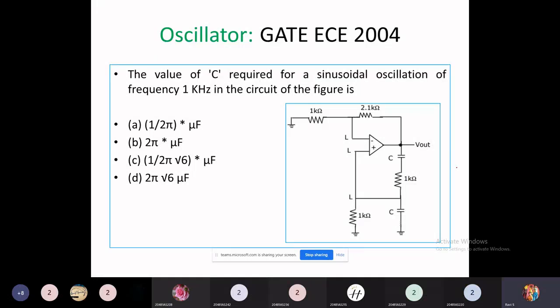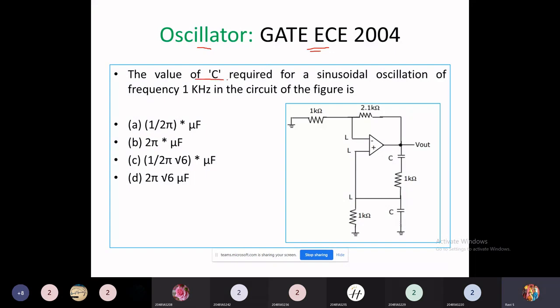In this session, we are going to see GATE questions on the topic oscillator. We all have studied about oscillator. It is an electronic circuit that produces sinusoidal signals at the output side by taking only DC power supply. Right? First, let us start from the GATE 2004 question.